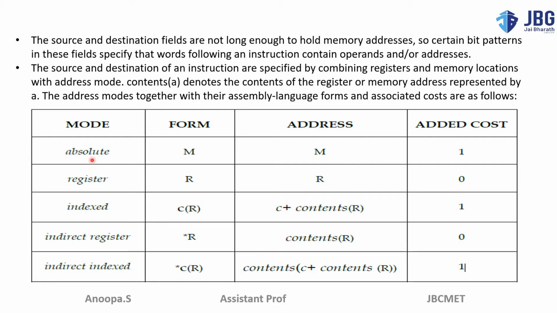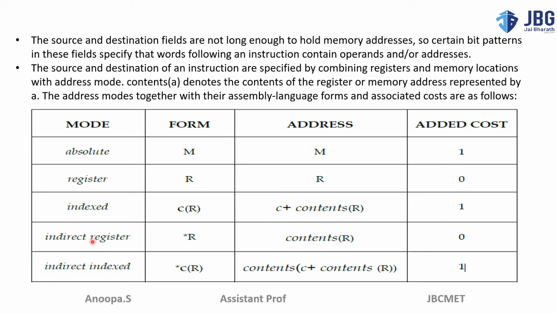One, absolute addressing mode, in which the value will be available at an address, and the cost of that instruction will be 1. And register mode, the value is available in the register and there is no cost for accessing it. In the case of indexed mode, it's represented by C of R, which means this R will contain some address. We have to add a particular value to that address to get the content, and its cost is 1.